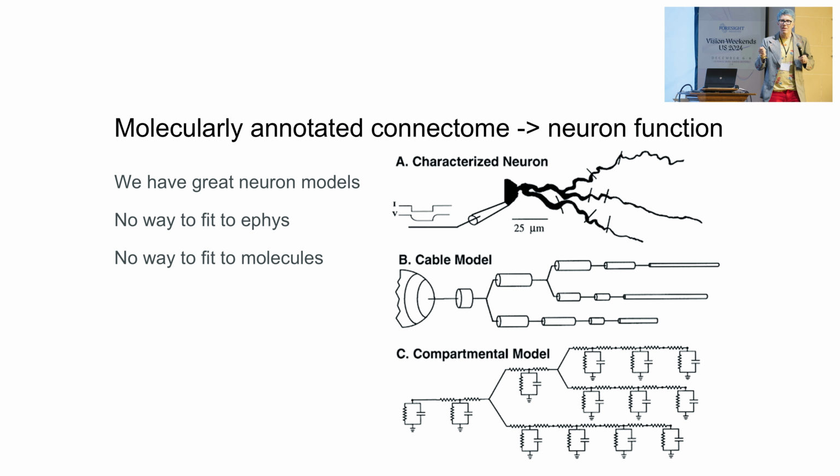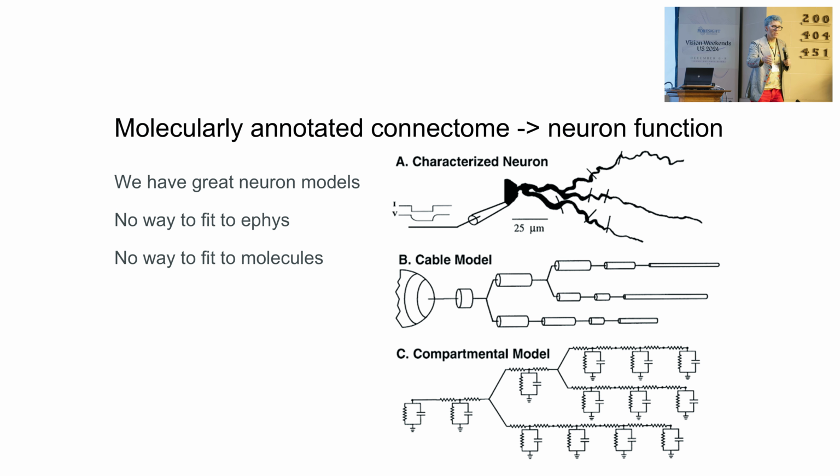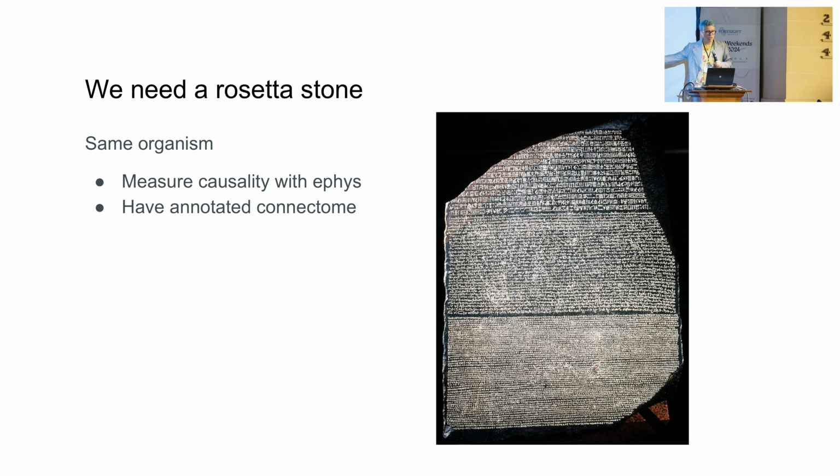If I tell you the correlation, whenever this neuron is active, this other neuron is also often active, does that tell me what the synapse does? No. Why not? Because there are lots of other neurons that will make both neurons be active at the same time. So we need a Rosetta Stone.